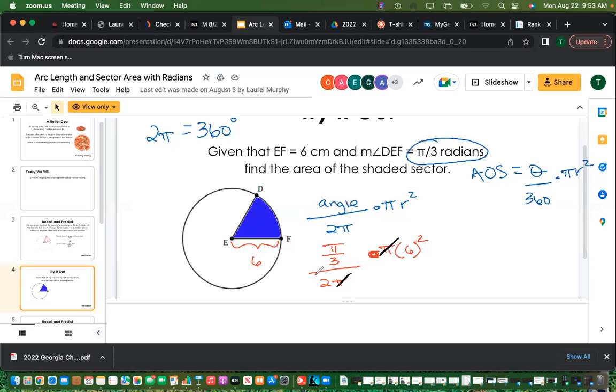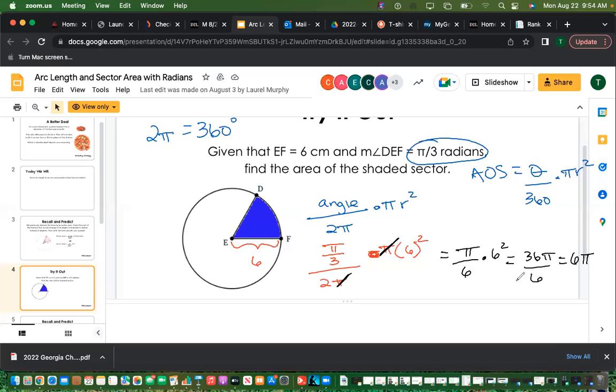This is just another way of saying take pi over 3 and multiply it times 1/2, because you're going to use keep, change, flip. Do we understand where that's coming from? That would give us pi over 6, and we're still going to multiply it times 6 squared, which is just going to give us 36. So this is going to be 36 pi over 6. This can simplify down, and we get 6 pi.